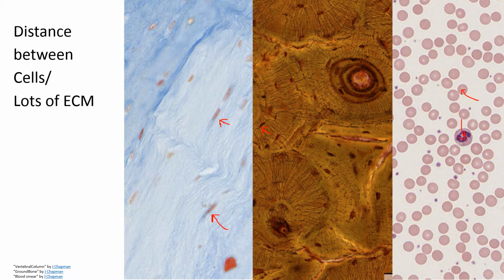What do you notice? You probably notice that the cells in all three of these tissues are quite far apart in comparison to the epithelial tissues that we looked at last week. One of the things that's going to help you recognize connective tissues in comparison to all other tissues is that the cells are quite distant from each other, and there's going to be lots of extracellular matrix surrounding the cells. So all of this area that you see here that's not occupied by the cells, all of that is ECM.